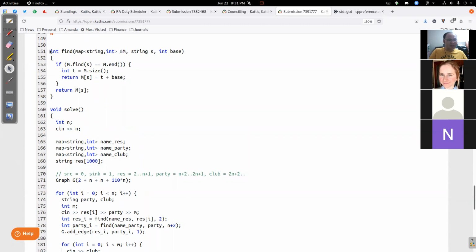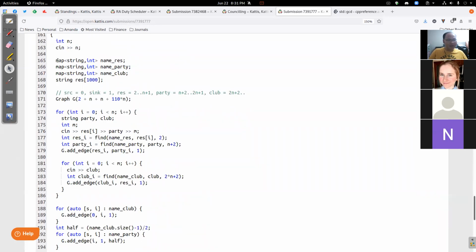We're still talking about how to map strings, names, to numbers. Okay, so here we are. We have a map, one map for the people, one map for the party, one map for the clubs. And then I remember the names of the people because I have to print them out at some point. Okay, so the graph, I basically use 0 to 1 as source and sink. Starting from 2 to n plus 1, I used it for people. Then n plus 2 to 2n plus 1 is the party. And then 2n plus 2 and on are the clubs. It doesn't really matter what you choose as long as you keep it clear. Right? You just make sure that you don't screw up.